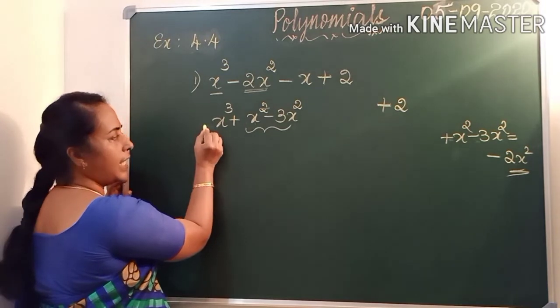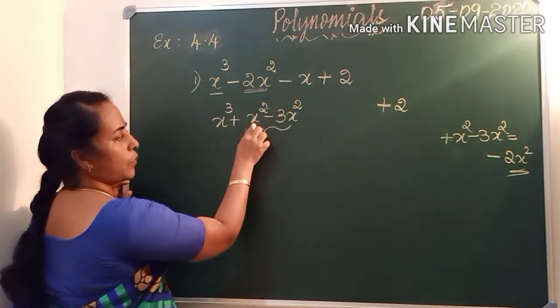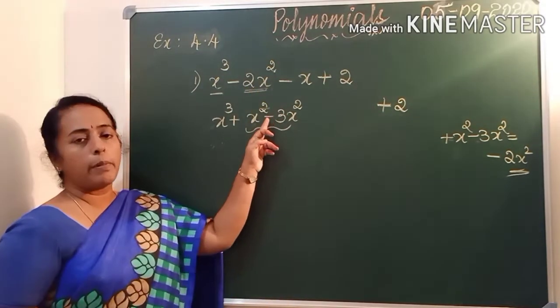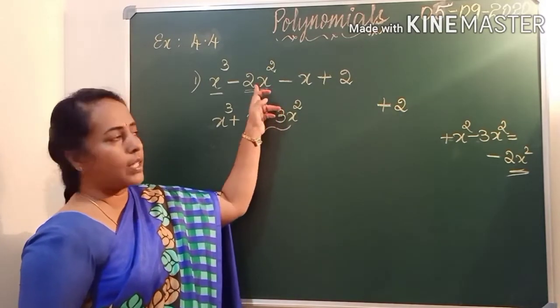So you have to take the sign along with the coefficient. So plus 1 is there. So plus 1x square. Now to get the minus 2x square, you have to add minus 3x square for this. If you simplify this, you will get minus 2x square.